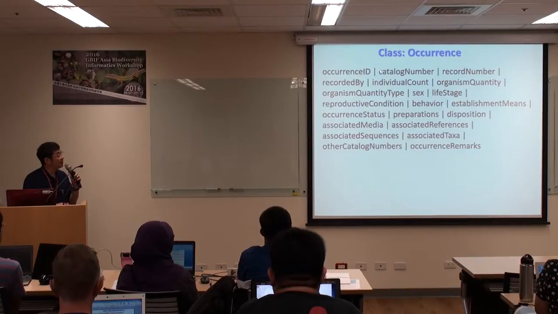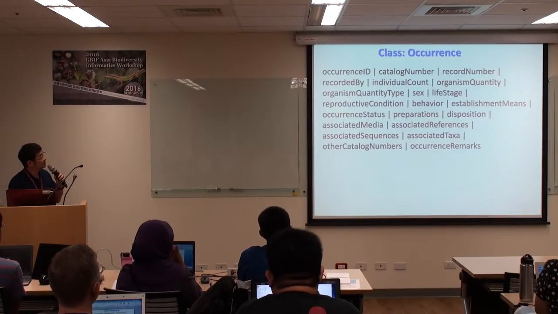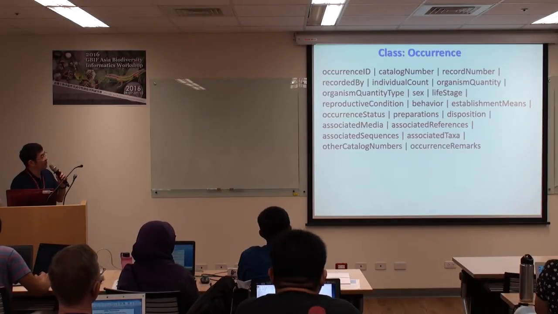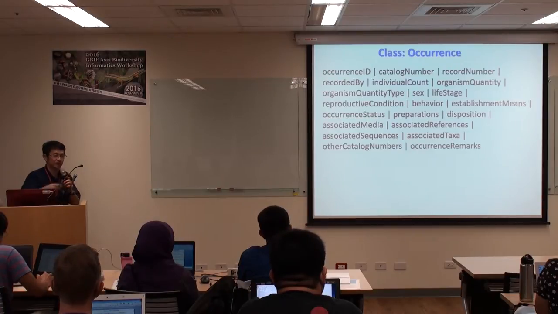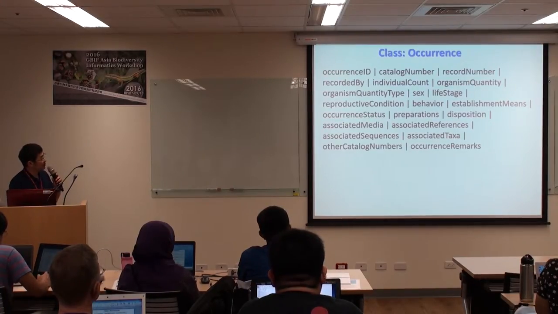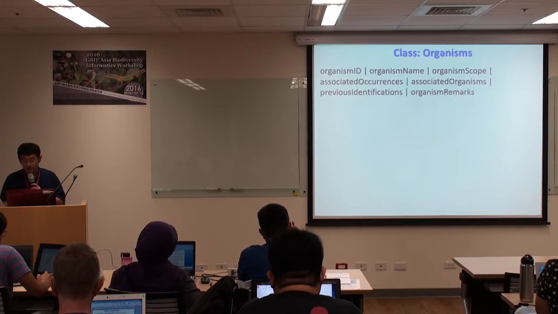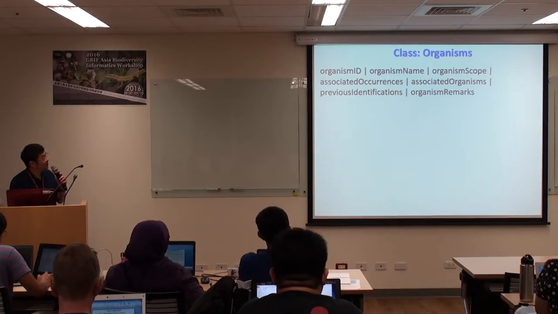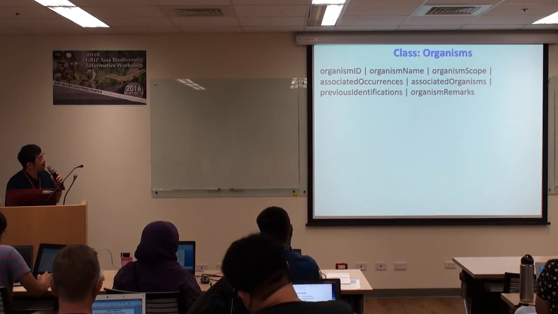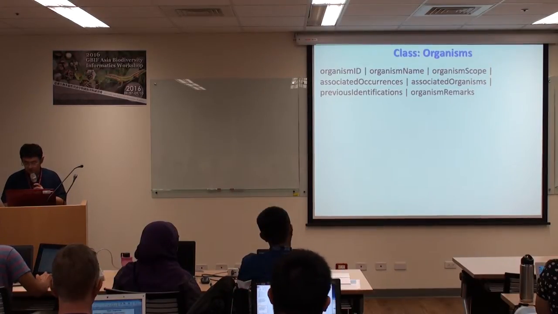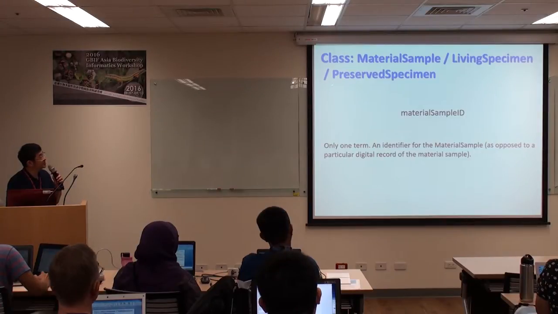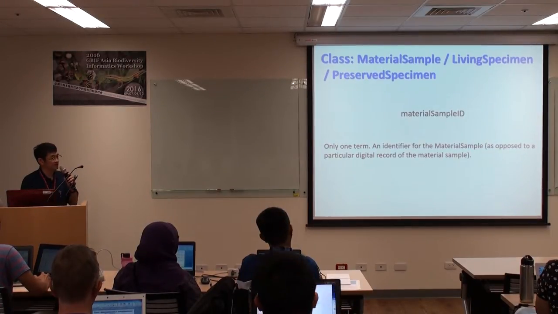And about the occurrence: catalog numbers, recorded by whom, how many, and what kind of quantity, and how we count these organisms, like one clone or two clones, or one individual, two individuals, or something like that. And also some other things, a number of these things. And for the classes, for the organisms, there are organism names, organism scope, occurrence, and other remarks. For the classes, material samples, living specimen, or preserved specimens, this states only ID, because this only includes ID.